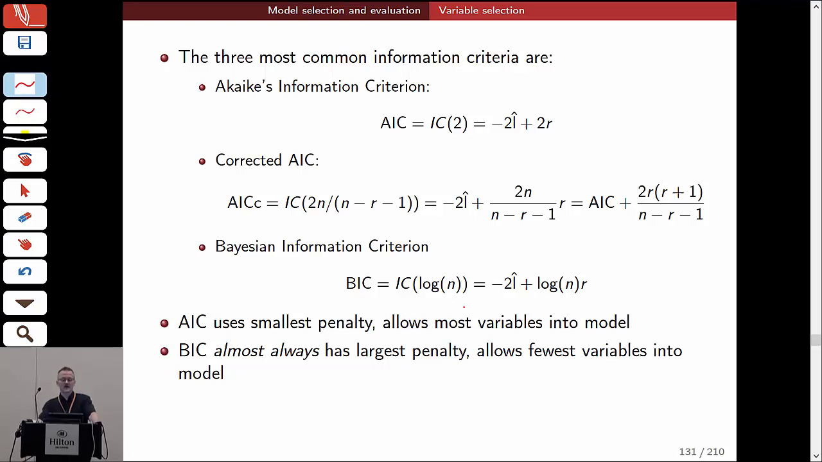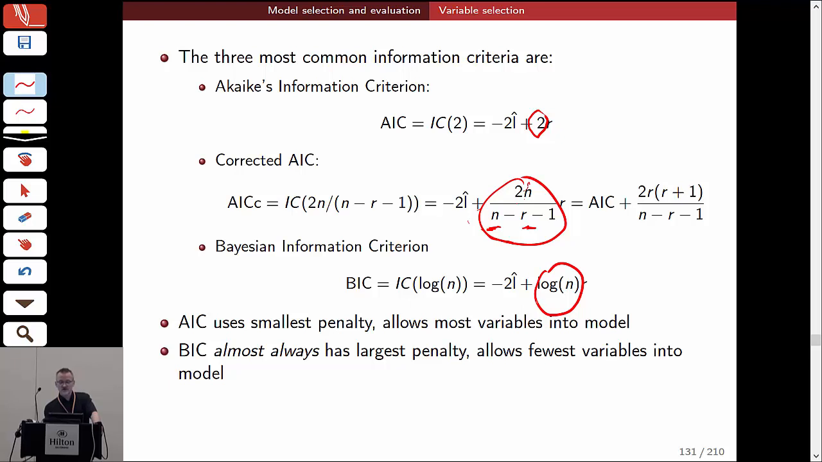The three most common criteria are Akaike's information criterion, the corrected Akaike information criterion, and the Bayesian information criterion. And they all differ only in what penalty they choose to put on the parameters. The penalties are 2 for the AIC, and for the corrected version, notice that there's that 2 there, and then there's this n over n minus r minus 1. What that does is inflate the 2 corresponding to how much of n you're consuming with parameters. If you have a large number of parameters relative to your sample size, then this number starts to blow up. It wants to keep you from throwing in too many parameters to approach a saturated model.